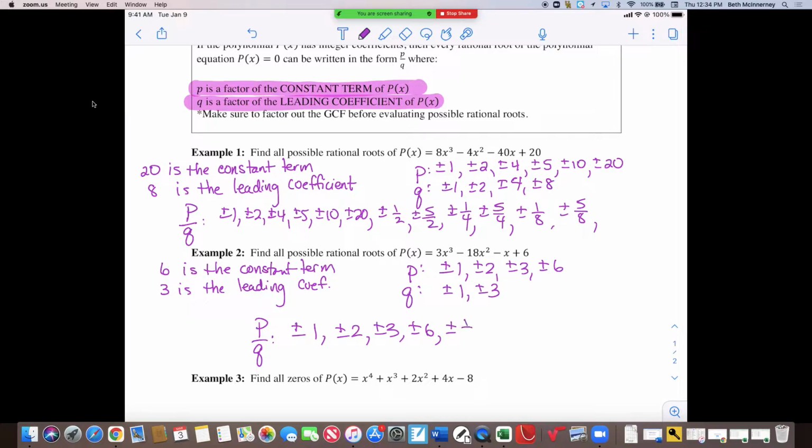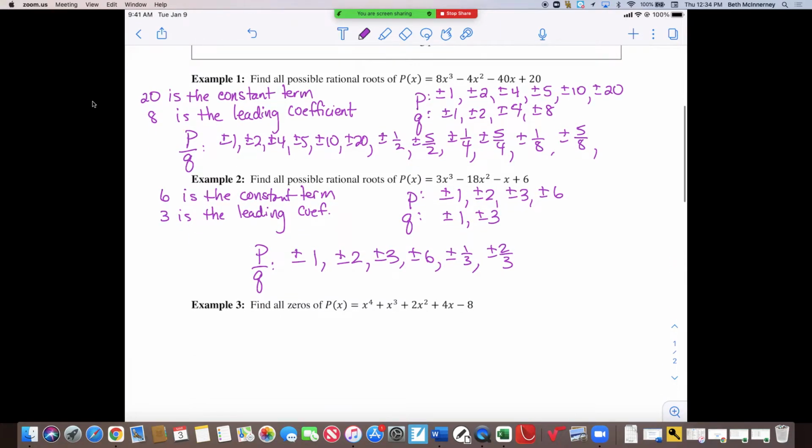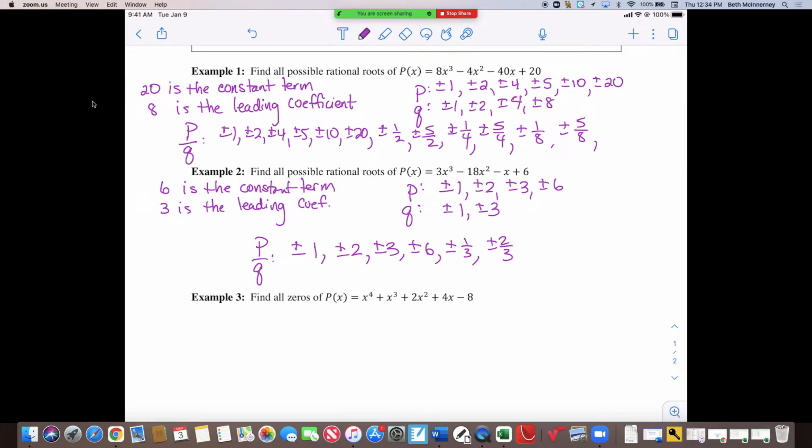All right, then I don't have the 1/3. I don't have the 2/3, but I do have 3/3 is 1, and I have 6/3 is 2. Give me thumbs up. How many of you got that okay on your own? Awesome. All right, so now that's listing the possibilities.